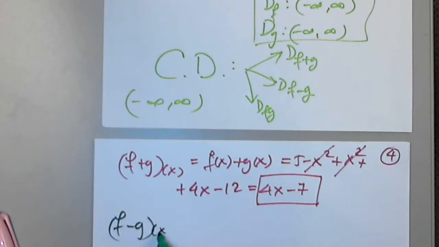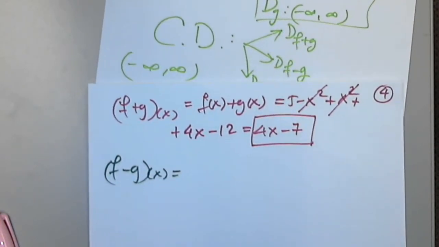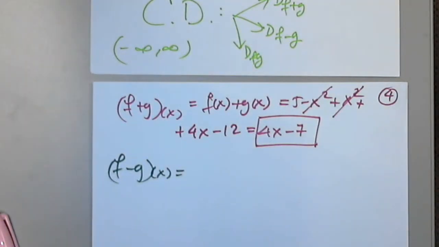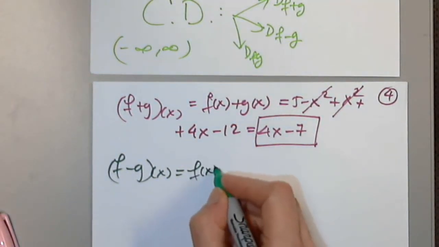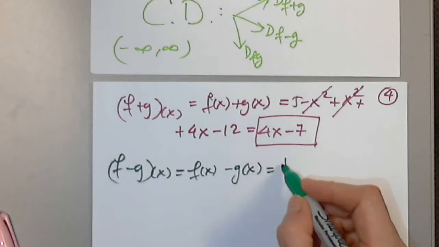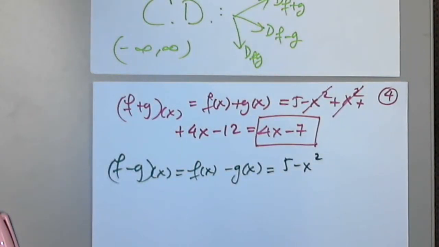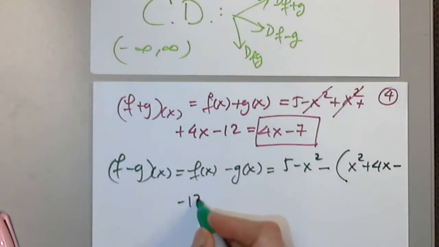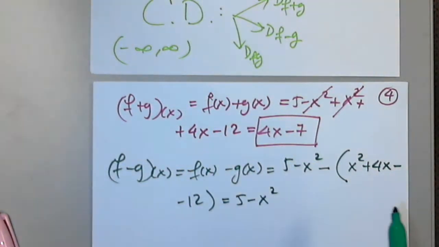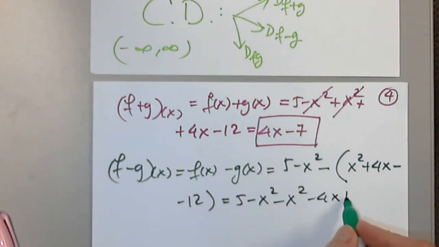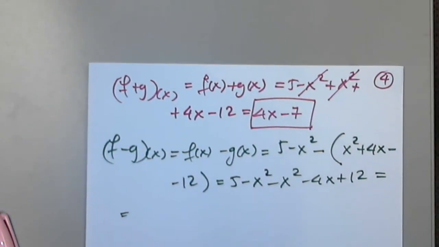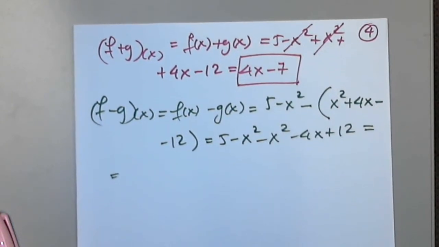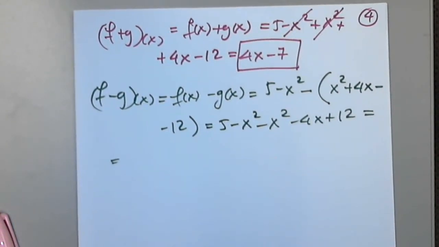Can anyone dictate what this function means? Of course. Very good. Self-explanatory. I copy 5 minus x squared, but now I have to be very careful. I put minus and then parentheses, x squared plus 4x minus 12. So 5 minus x squared, I distribute: negative x squared minus 4x and plus 12. Any questions?